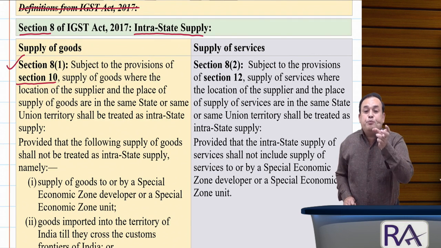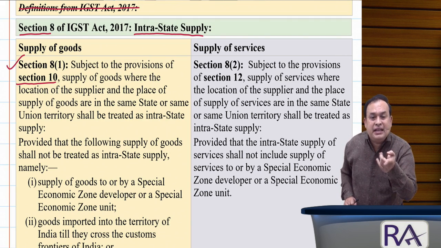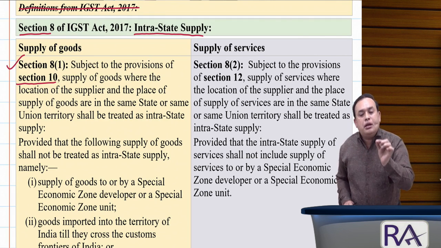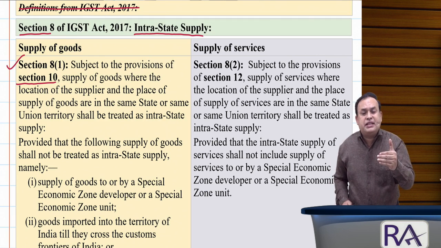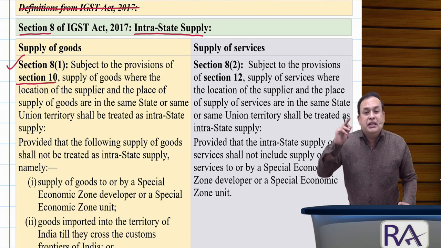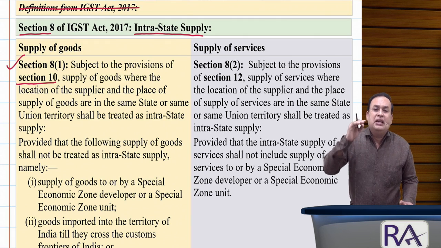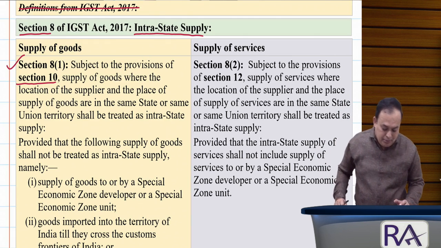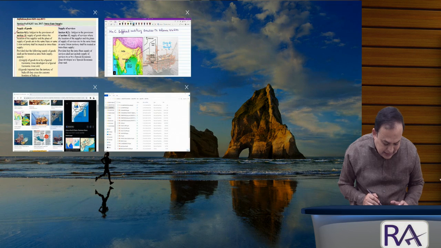Section 8 subsection 1 will come into picture only when the section 10 category is there. Section 10 of IGST talks about what? Supply of goods other than import or export of goods. So section 10 of IGST comes into picture. Section 8 subsection 1 of IGST speaks, it is an intrastate supply provided the location of supplier and place of supply are in the same state or in the same union territory. But section 8.1 does not apply in the following cases.